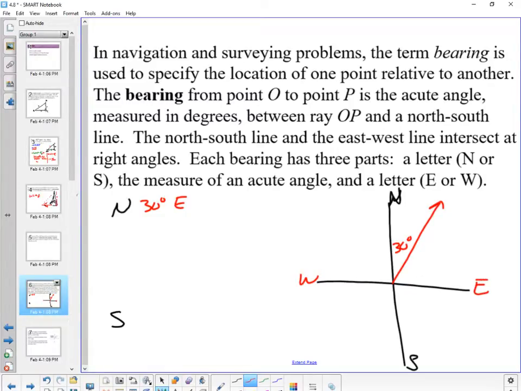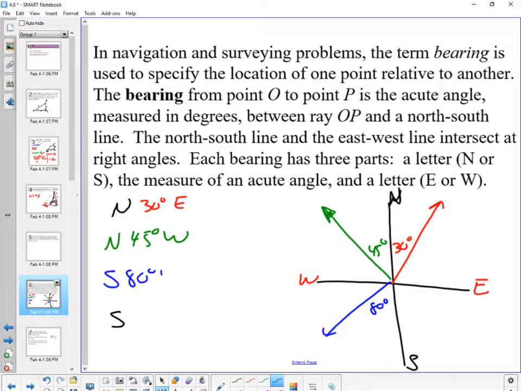It is northeast, but I'm going north, 30 degrees east. That's bearings right there. What if I'm doing this, north, and let's go 45? How would I write that? North, 45 degrees west. And what if I'm going here? South, 80 degrees west. How would I do the blue one? South, 80 degrees west.